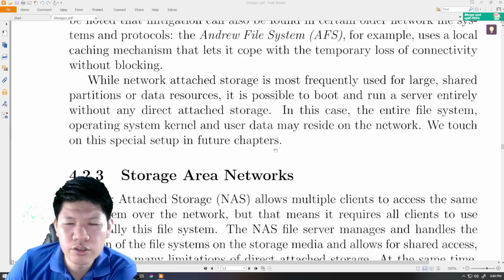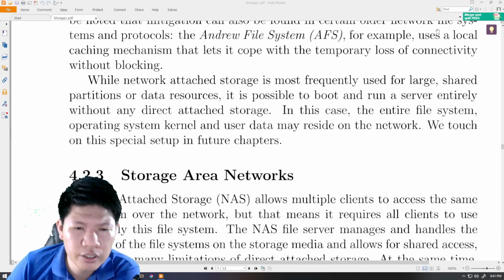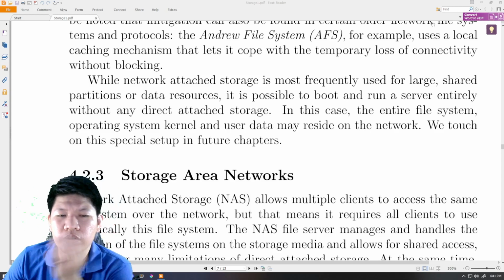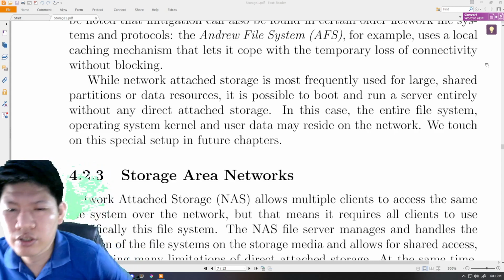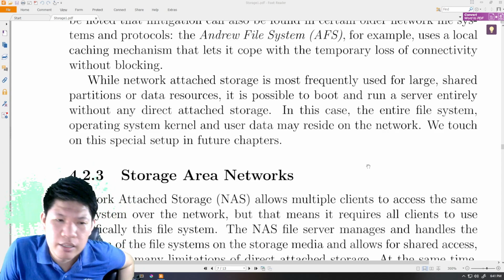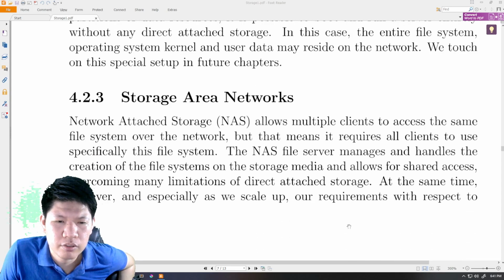While network attached storage is most frequently used for large shared partitions or data resources, it's impossible to boot and run a server entirely without any direct attached storage. So in this case, the entire file system, operating system, kernel, and user data may be held there, which we may touch on in the next chapter.